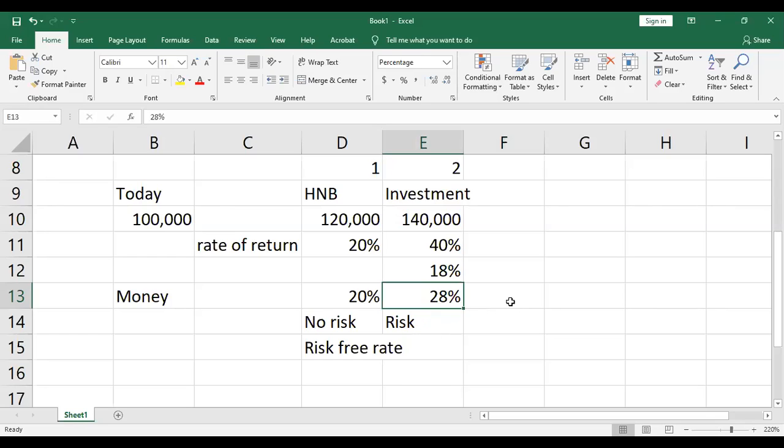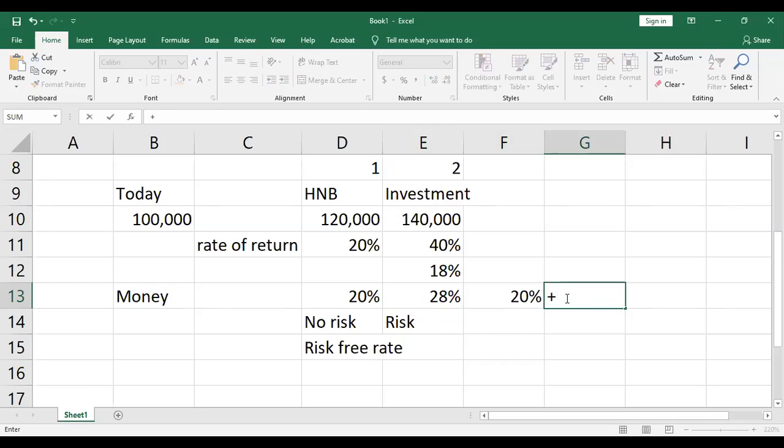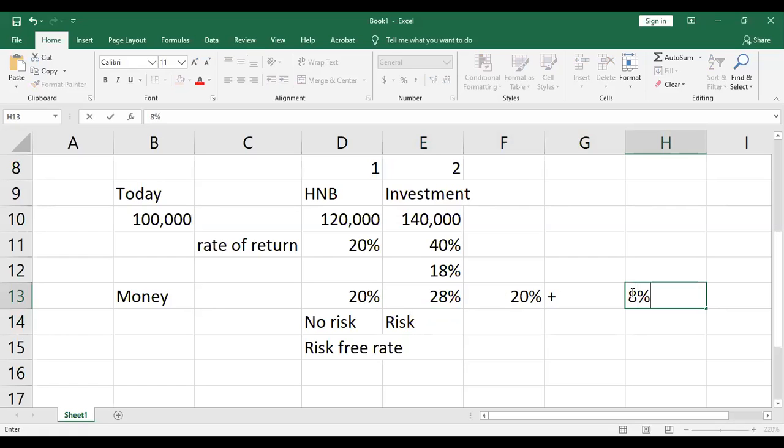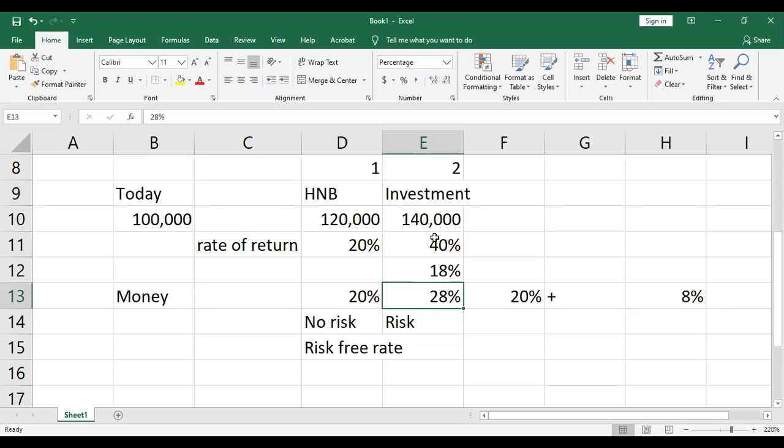So this 28% consists of two things. First, you compare this value with the minimum rate of return, which may be the risk-free rate, plus you are assuming some risk. Therefore, you are getting 8% additional return. So the total return is 28% from this investment. This 28% includes both: the risk-free rate and the risk premium. This rate is called the risk premium.